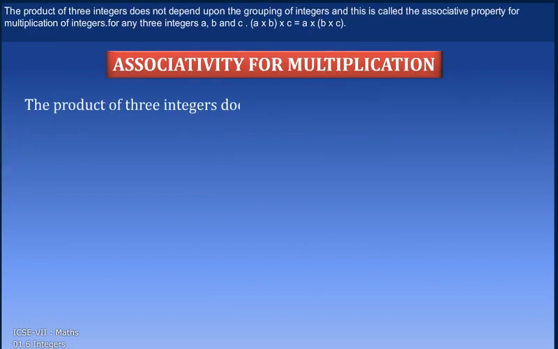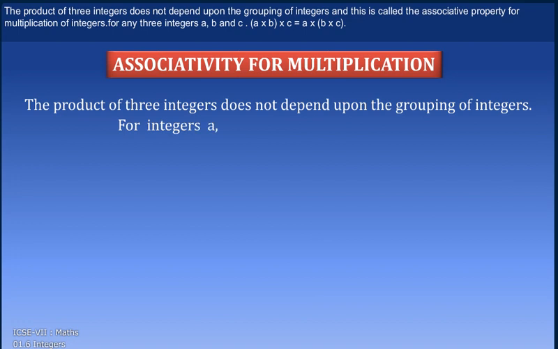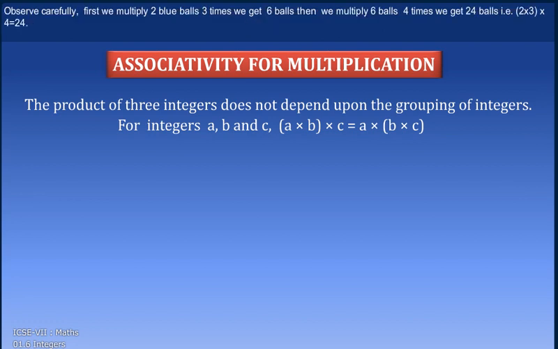Associativity for multiplication. The product of three integers does not depend upon the grouping of integers, and this is called the associative property for multiplication of integers. For any three integers a, b, and c, (a into b) into c is equal to a into (b into c). Observe very carefully, students.